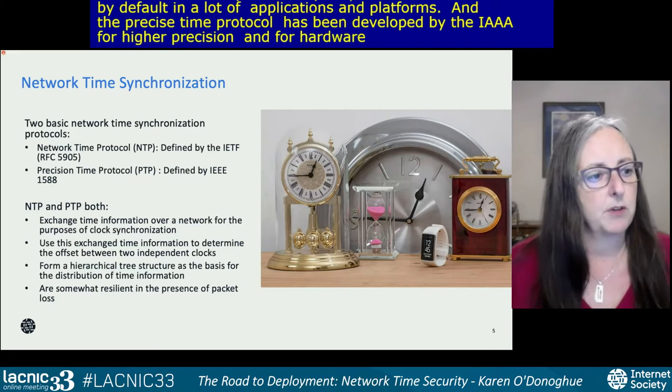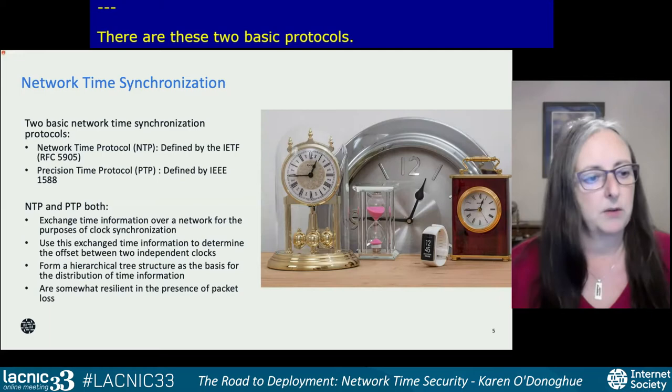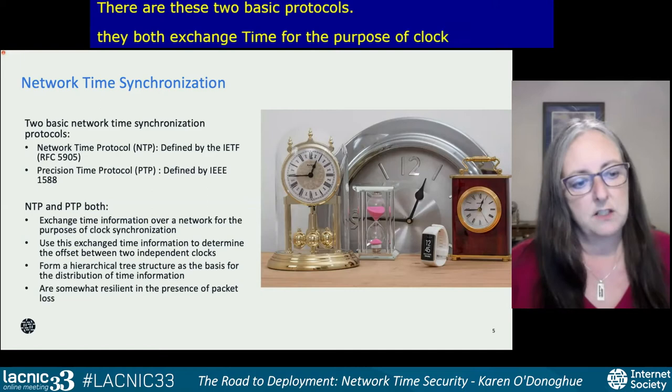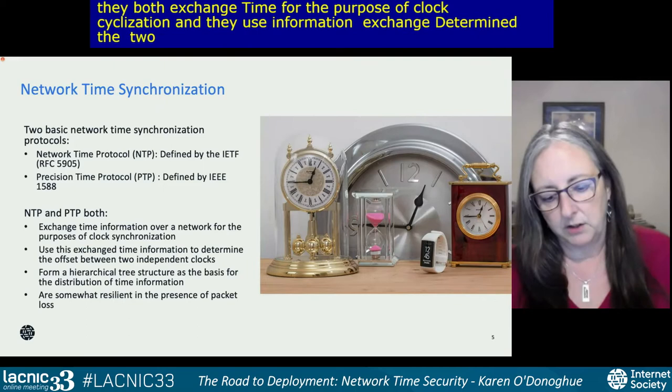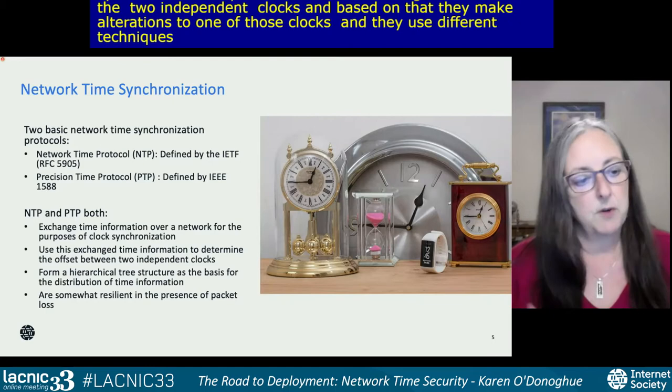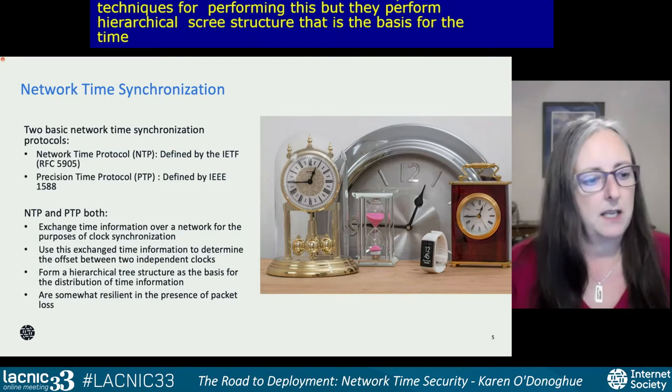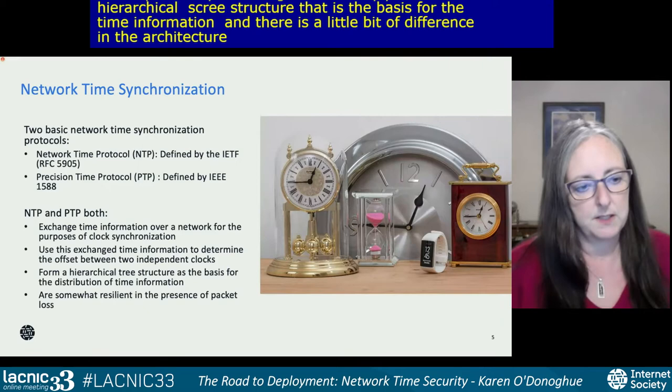They both exchange time over a computer network for the purposes of clock synchronization. And then they use the information that's exchanged to determine the offset between two independent clocks. And then based on that, they make alterations to one of those clocks. They use different techniques for doing this, but they form a hierarchical tree structure that's the basis for that time information. And there are a few differences in the architecture of the two, but they are somewhat resilient in the presence of packet loss.